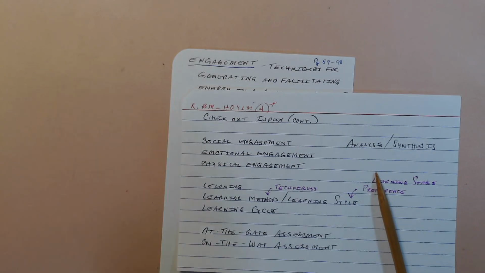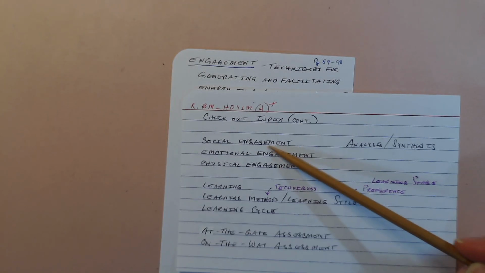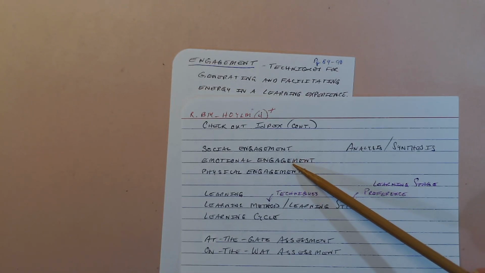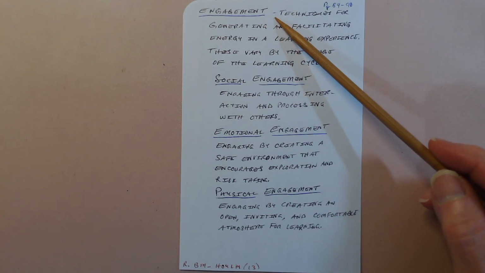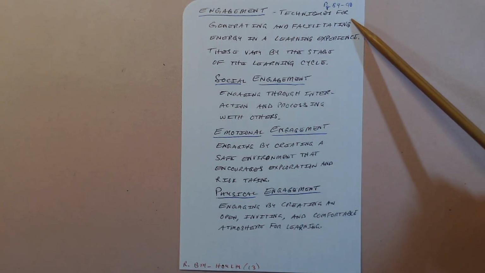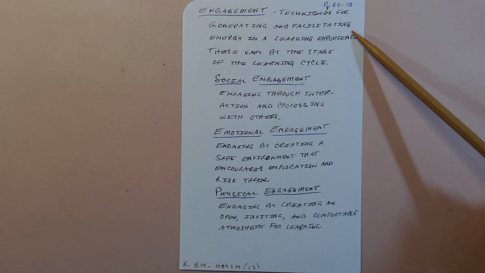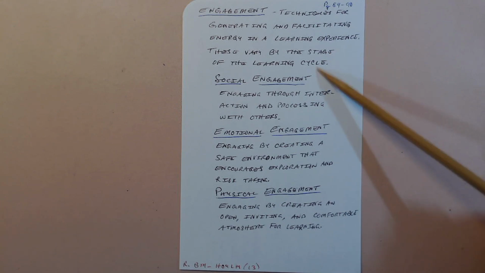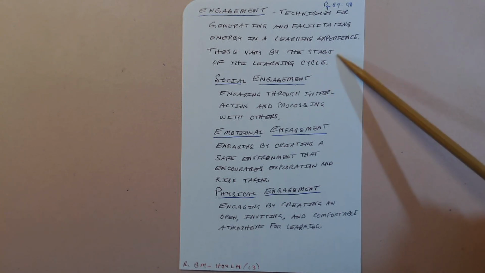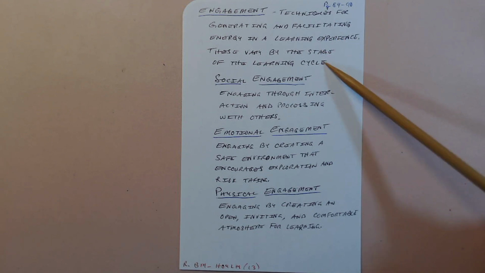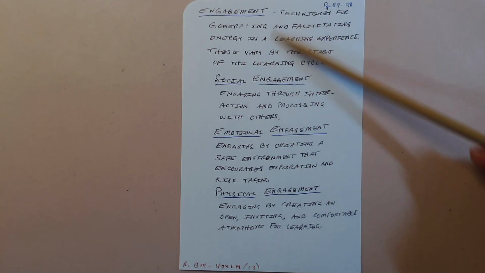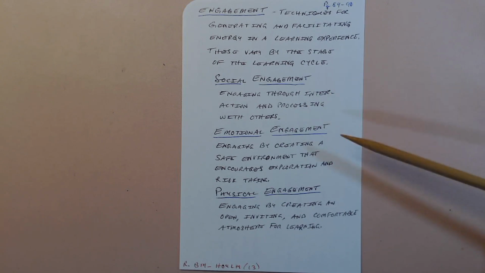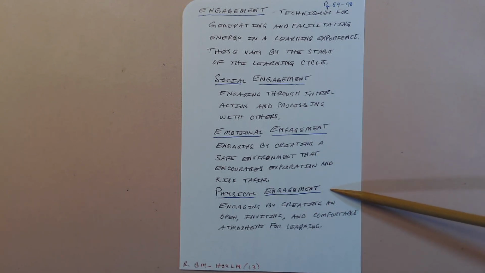Now the only terms that remained to be defined are those three having to do with engagement. So I began with the meaning of engagement itself as McCarthy uses it, and engagement are techniques for generating and facilitating energy in a learning experience. And these vary based on the stage of the learning cycle that you're in. And the engagement is broken down into three types: social engagement, emotional engagement, and physical engagement.